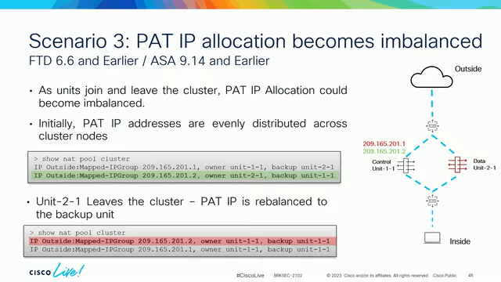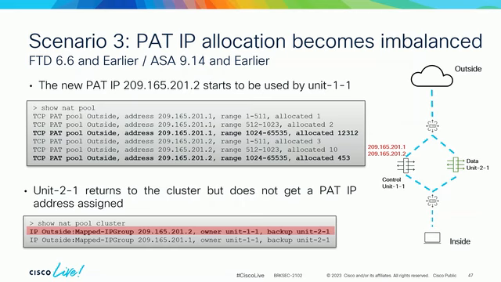Problem comes when the unit rejoins the cluster and there are no available IP addresses. Because when there are no available IP addresses, the unit will not own an IP address for allocating translations. The unit will be able to join, will be able to process traffic. The thing is that if the traffic is subjected to PAT, then the new unit will forward that traffic to the control unit for allocating translations.